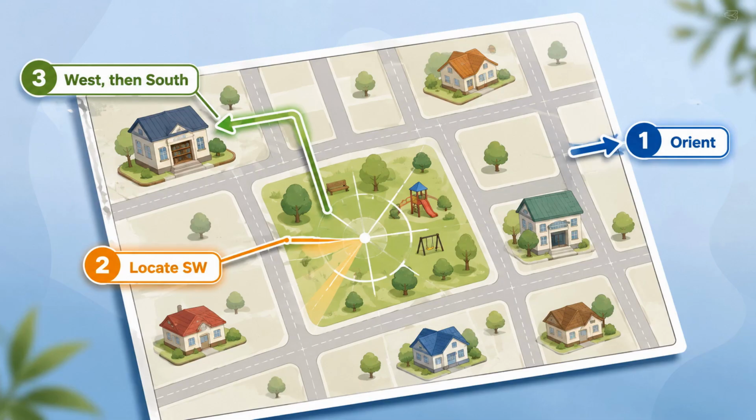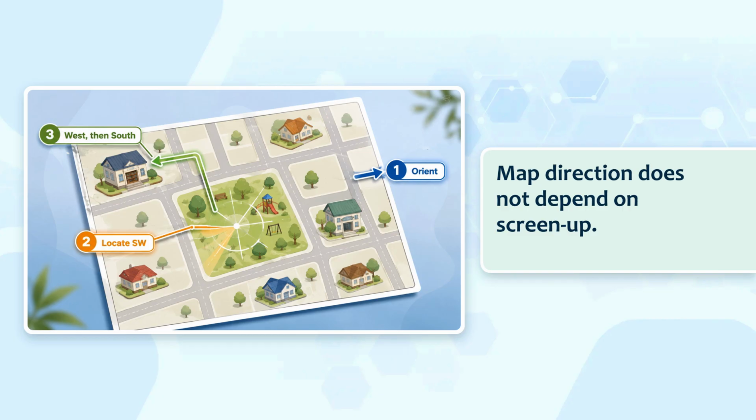A rotated page can make places seem to change sides, so use the north arrow before locating anything. Then, center the direction pattern on the park. Southwest gives the library's position, while west then south gives the route. The same method defeats both common confusions. Map direction does not depend on screen up. The north arrow and reference place control the answer.